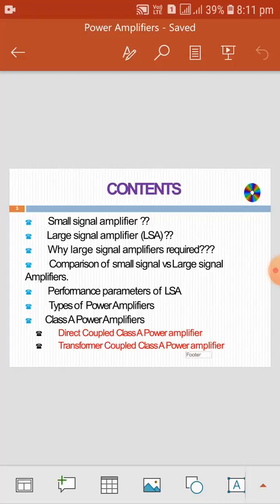In this presentation, I am going to cover what is small signal amplifier, what is large signal amplifier, and why large signal amplifiers are required even though there is small signal amplifier, and comparison of small signal amplifier versus large signal amplifier, and what are all the parameters involved in large signal amplifier measurement, and what are the classification of power amplifiers.